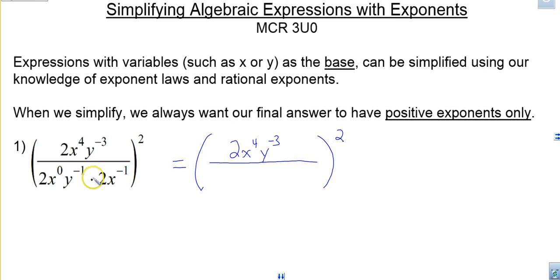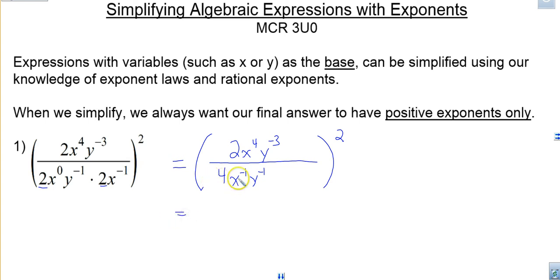Now, here in the denominator, we are multiplying this term with this term here. So what I can do is I can multiply the coefficients. 2 times 2 is 4. Now I have x to the power 0. That can be combined with x to the power negative 1. So if I'm multiplying those two, I can add the exponents. So I get x to the power of negative 1. 0 plus negative 1 is negative 1. Then I'm left with y to the power negative 1 because there's no other y variable to combine that with.